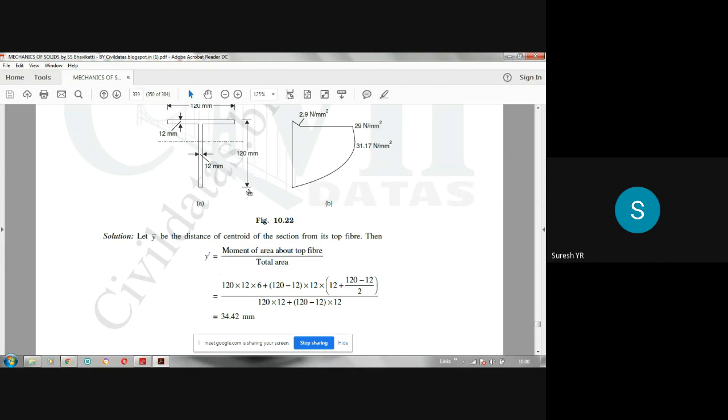So y bar is moment of area about the top fiber divided by the total area. That means we are measuring the distance from the top fiber. If you calculate the y bar distance, there are two areas, two rectangles here, one flange and one web. Rectangle area is 120 into 12. See here, 120 into 12, and its CG will be at a distance of 6 mm from the top fiber, so into 6. This is the moment of this area.